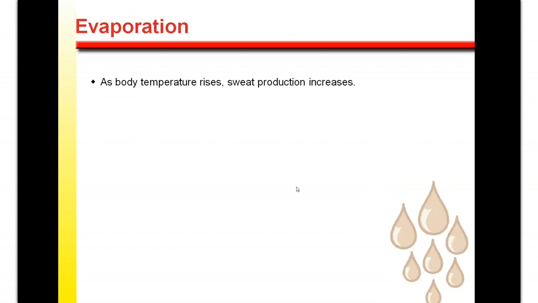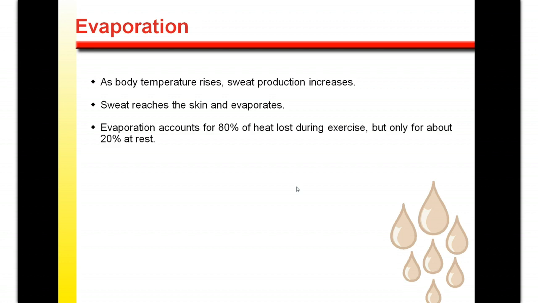Okay, so evaporation is really important. Really important way to lose body water, and it's really important in cooling our body. So as our body temperature rises, our sweat production goes up. The sweat reaches the skin and it evaporates and cools us down. So evaporation is going to account for about 80% of the heat lost during exercise, but only about 20% of that heat at rest, right? So you're even losing a little bit of water through sweat even at rest, but it's only 20% of your heat loss, right? But 80% during exercise.